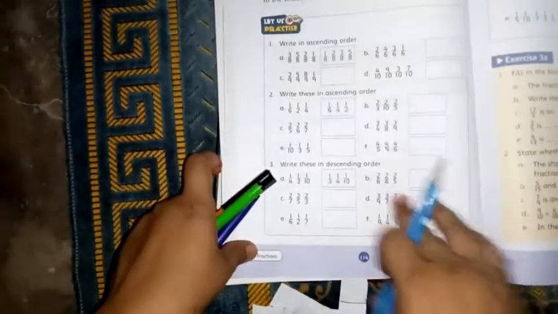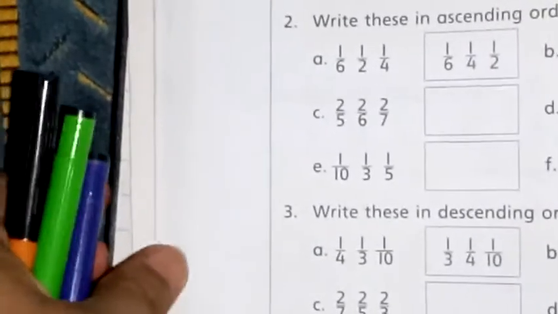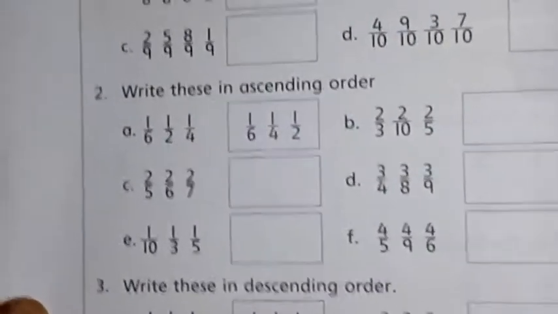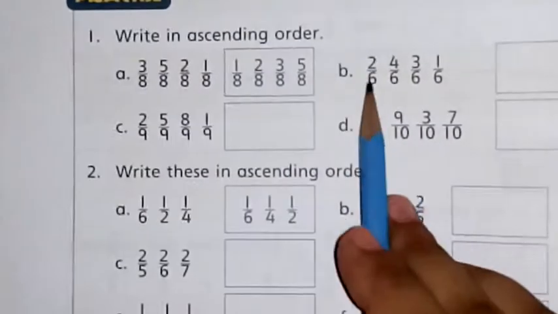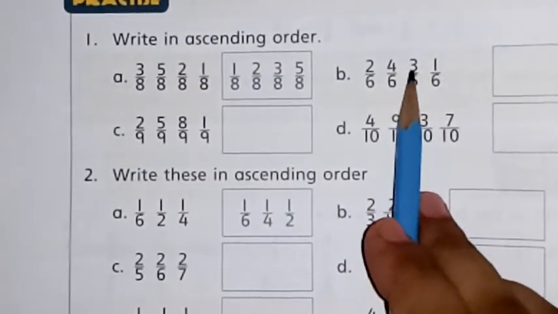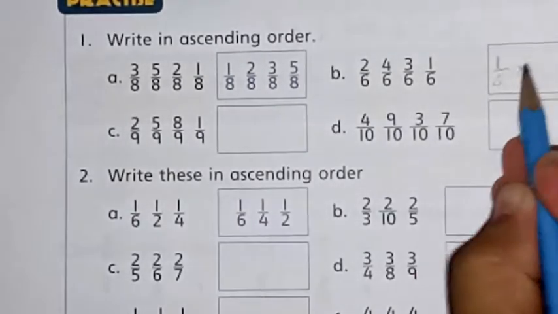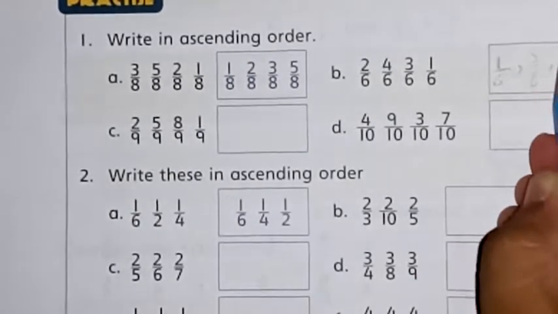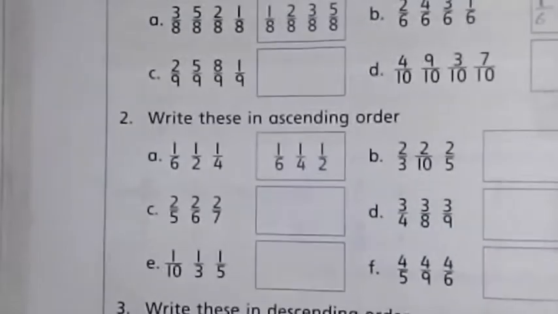Next is ordering fractions, in ascending order and descending order. Here these are like fractions, so it is easy to order them. 2 by 6, 4 by 6, 3, 1. What will become first? 1 by 6, then 2 by 6, then 3 by 6 and 4 by 6. Similarly you have to arrange these.